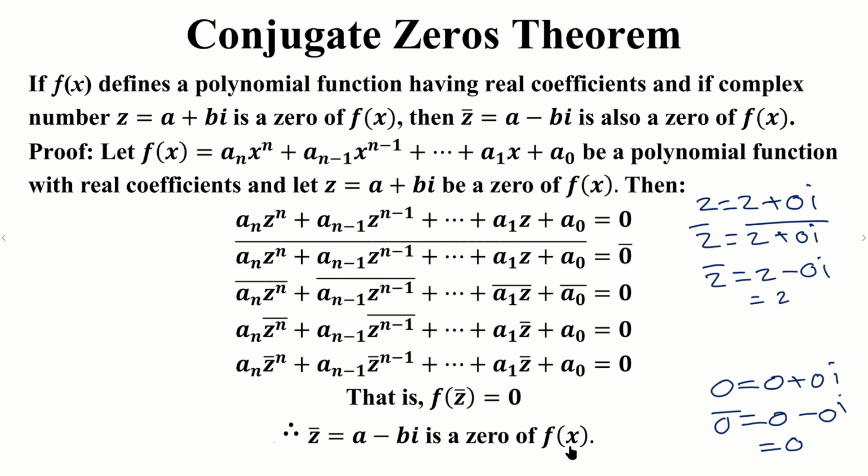So there's the proof of the fact that if a given complex number a plus bi is a zero of a function, then its complex conjugate a minus bi is also going to be a zero of that function.